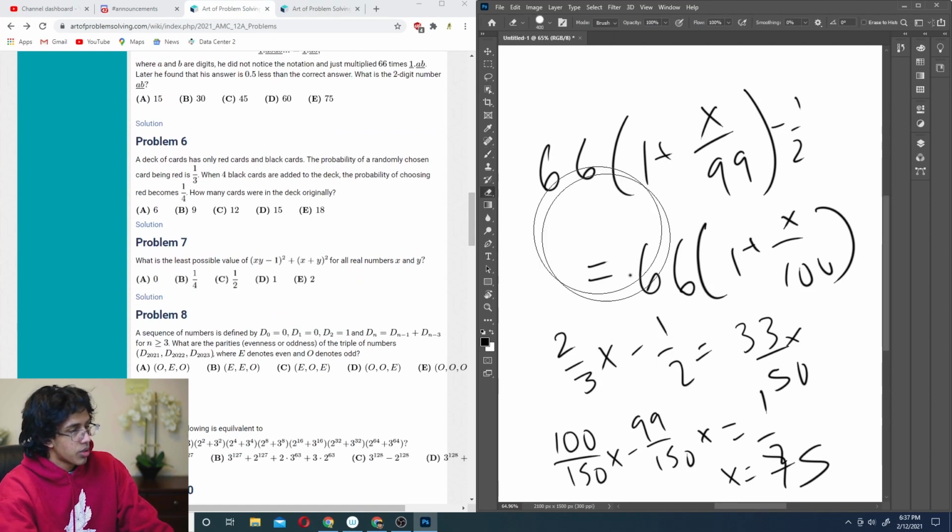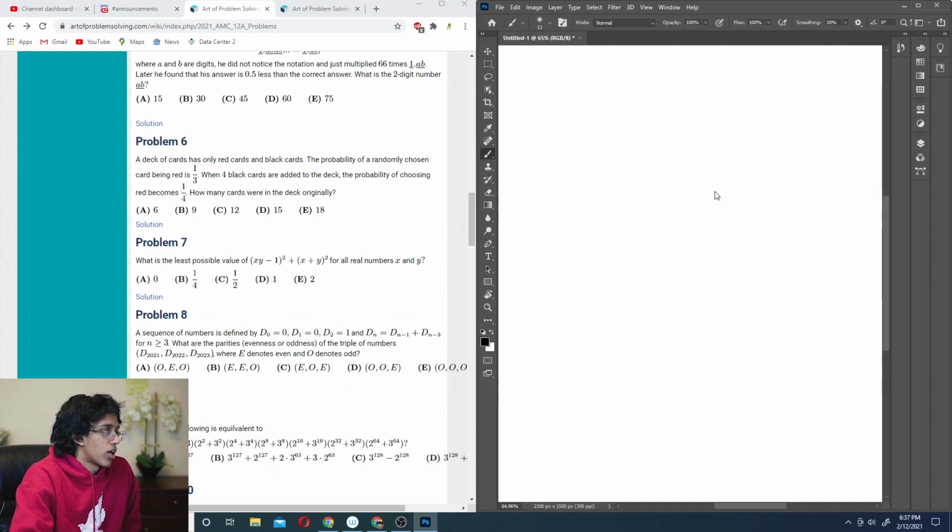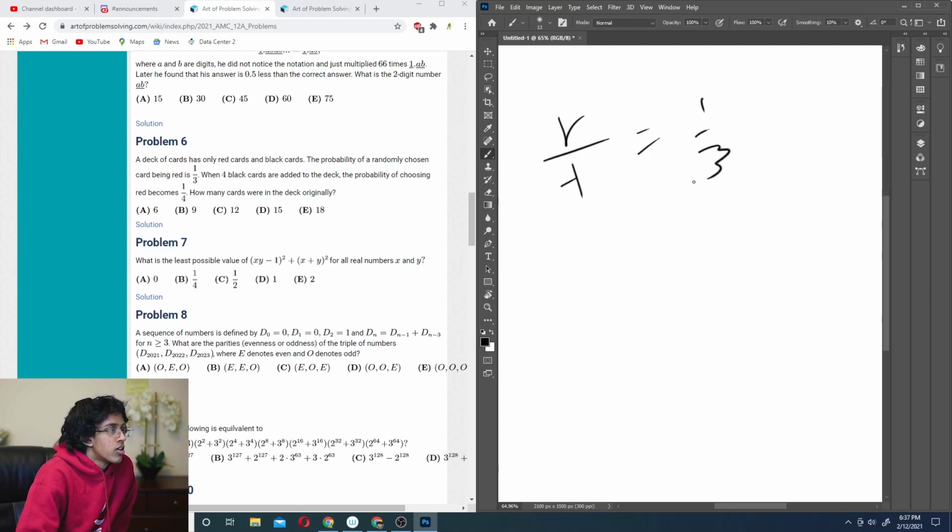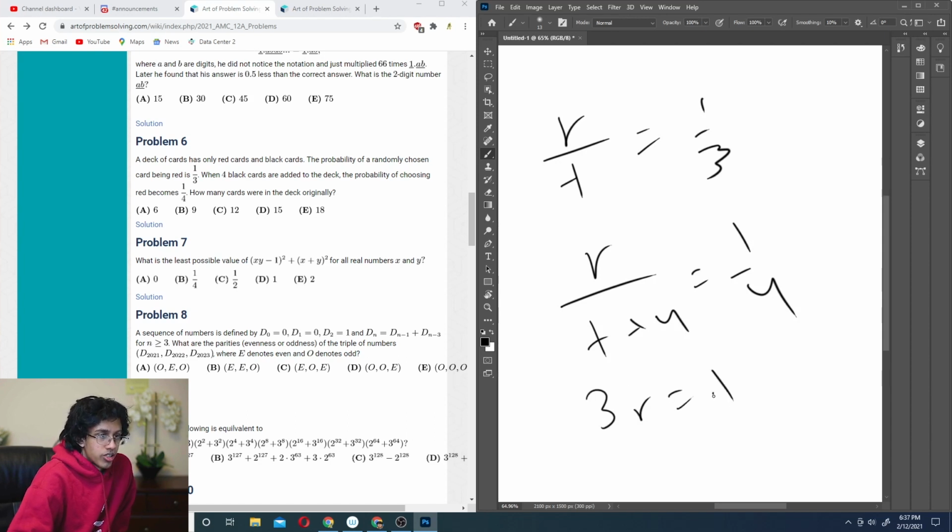Alright, problem number 6. A deck of cards has only red and black cards. The probability of a randomly chosen card being red is 1/3. When 4 cards are added to the deck, the probability... Okay, so essentially, let's say the ratio, number red over total, is equal to 1/3, right? Then if you add 4, r over t plus 4 is equal to 1/4, right? So essentially, we just want to find t. So we get 3r is equal to t.